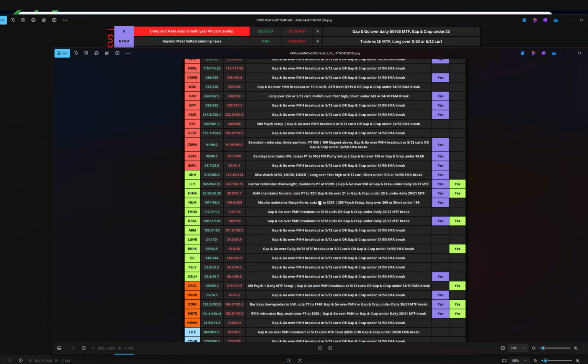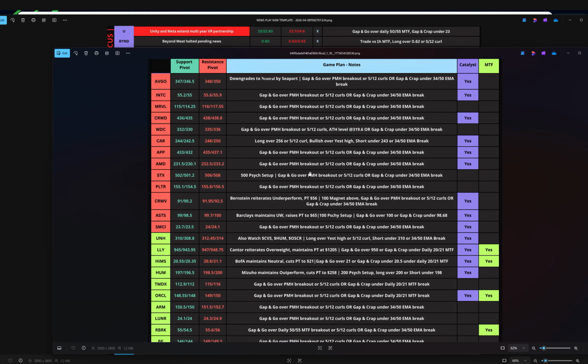We have something called day 2, day 3 strategy. We will cover some of our day 2 setups as well. That day 2, day 3 strategy is pretty nice as well.